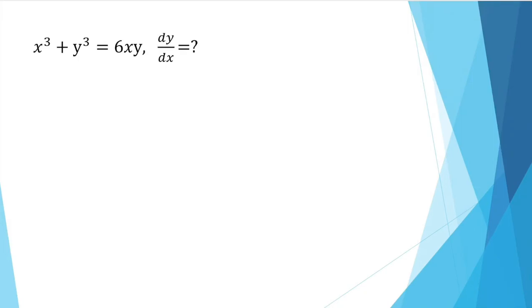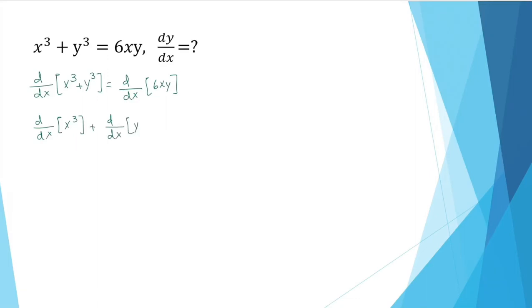So because we are trying to find the derivative of y with respect to x, the first step is to take the derivative of both hand sides with respect to x. So we'll get the derivative of x cubed plus y cubed with respect to x is equal to the derivative of 6xy with respect to x again. Because we have a summation, it's going to be the derivative of the first plus the derivative of the second.